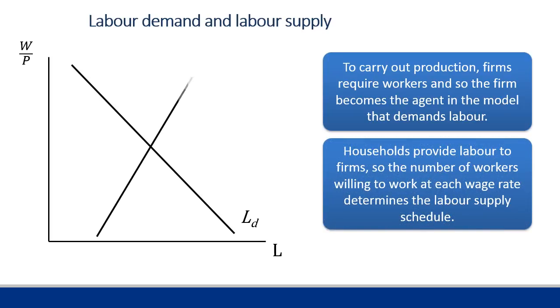Households are our second agent in the model, and they supply labour. Notice that it's upward sloping in real wage-labour space, and that's reflecting that at higher wages there are more workers prepared to work, and more workers looking for work, more citizens participating in the labour market. Where these two agents interact, we have the real wage and the equilibrium level of labour in the economy.